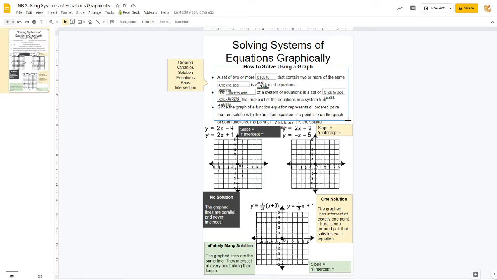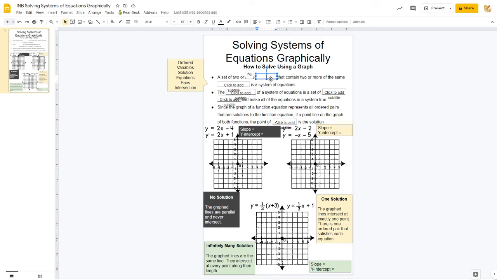This time we're going to be looking at solving systems of equations graphically. So we've been graphing a lot lately, and this is not going to be any different. A set of two or more equations that contain two or more of the same variables, which is usually x and y, is a system of equations. It's where we're basically looking at two lines that have the same variables. Y and x are usually the case.